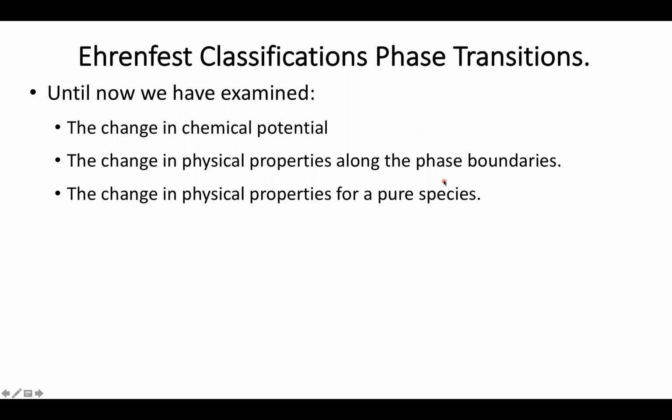So again, so far we've been mostly focusing on the change in chemical potential, describing the physical properties, especially pressure and temperature, along these phase boundaries, helping us to identify and locate them, but also looking a little bit at the change in these physical properties, again, just for a pure species. So far, no mixtures. That's next time.